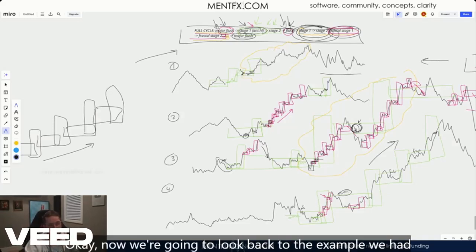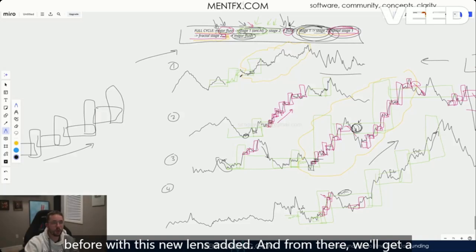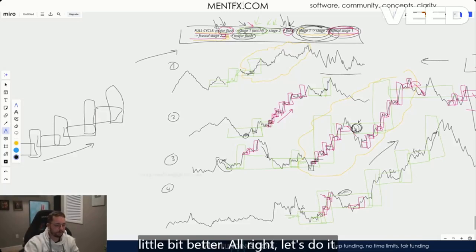In general. Okay, now we're going to look back to the example we had before with this new lens added. And from there, we'll get a little bit better. All right, let's do it.